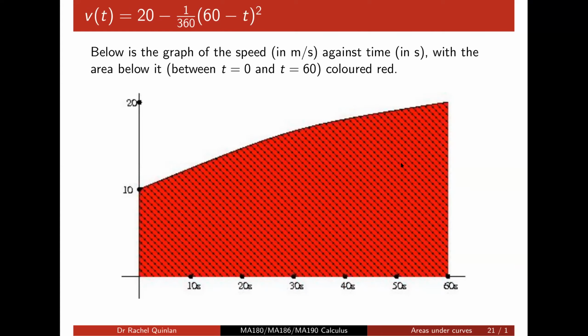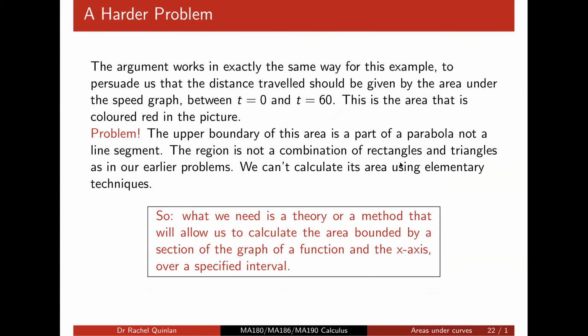So this example, we're not going to do anything more with it right now. We're just going to observe that for this case, the argument works in the same way. We can use the exact same concept of splitting the area into a bunch of narrow rectangles and taking the limit of that process as the width of the rectangles goes to 0 and the number of them goes to infinity, and say that the answer to this question should be the area under the curve. But how are we going to calculate it?